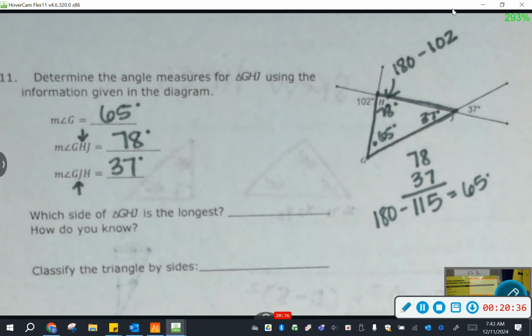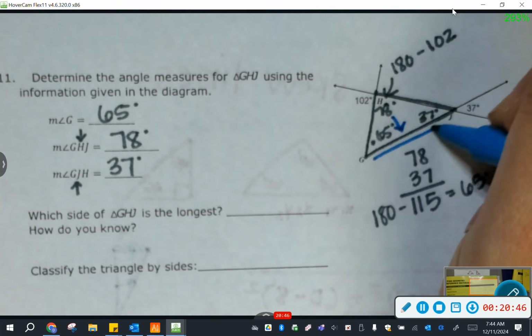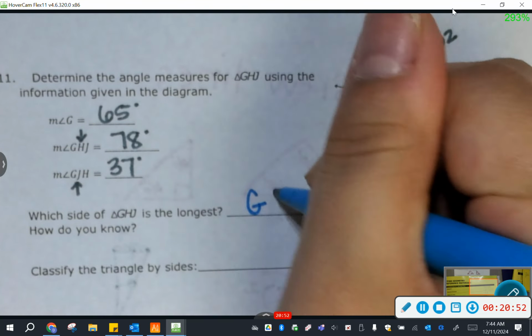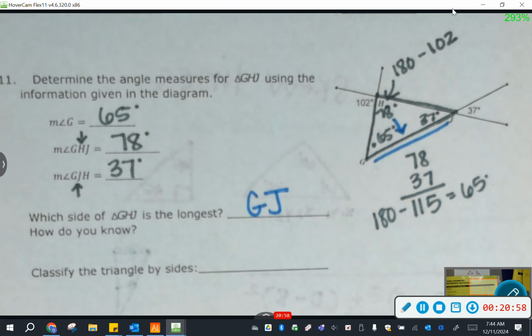Ooh, which side's going to be longest? That was a good question. What side is going to be the longest here? What's the biggest number we see? 70. What is across from 70? GJ. How do we know it's the longest? It's across from the biggest angle.